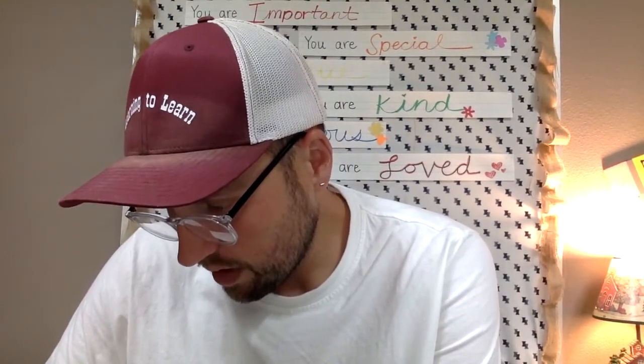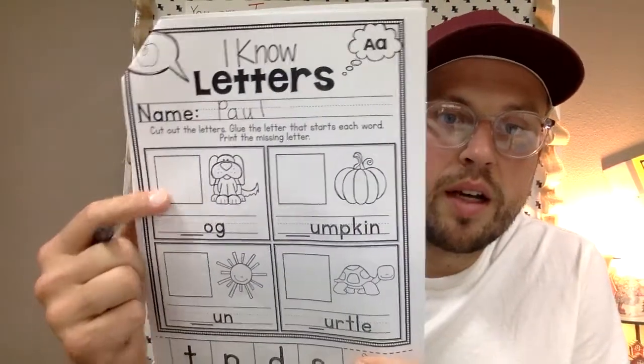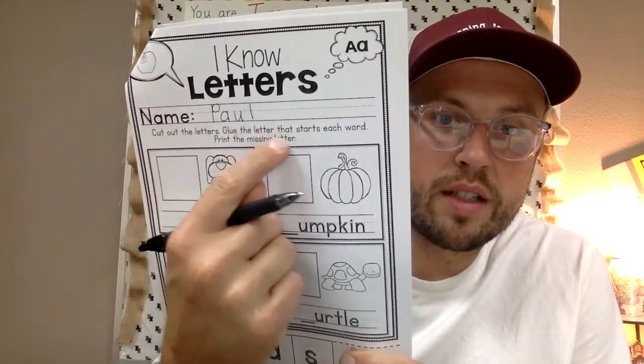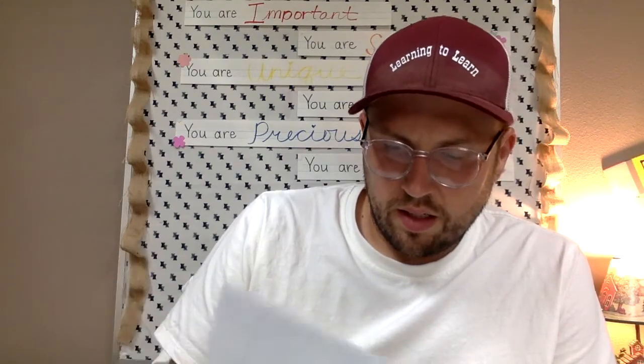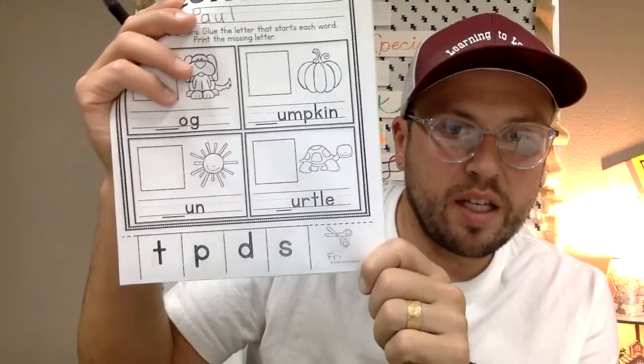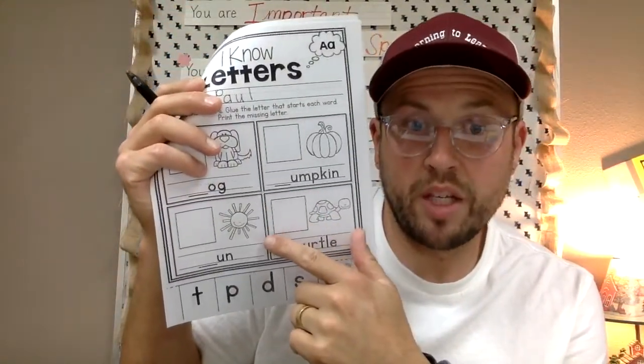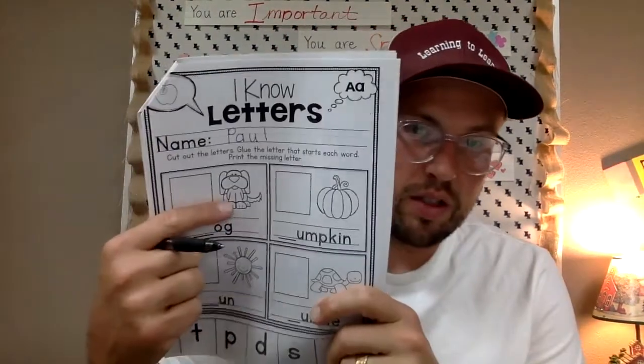Done with that page. Once you're done with that page, you're gonna turn the page. I know letters. Write your name again at the top. P-A-U-L. Paul. And then cut out the letters, glue the letter that starts each word, print the missing letter. Okay? You know what? The letters are right here on the bottom. If you want to skip cutting them out, you can just write them up here. That's perfectly fine.